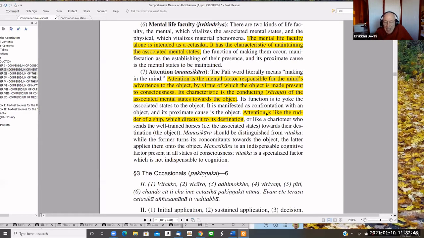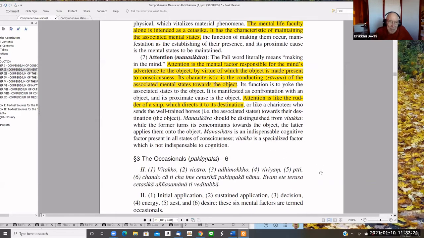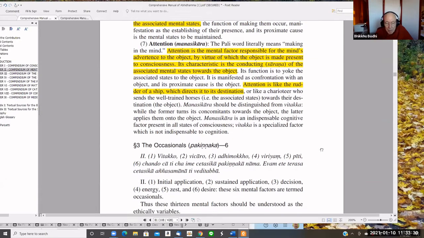Attention is compared to the rudder of a ship, which directs the ship to its destination, or like the charioteer of a chariot who sends the horses towards their destination. Okay, so these are the seven universal mental factors. And these, as I said, are called universal because they're present in every citta, indispensable for the operation of the citta.